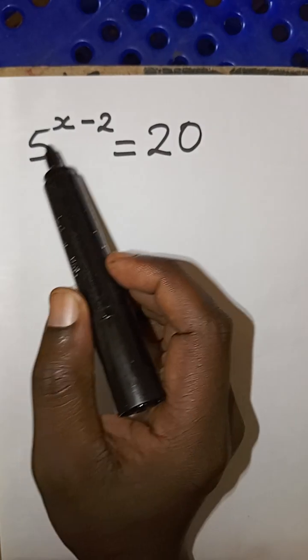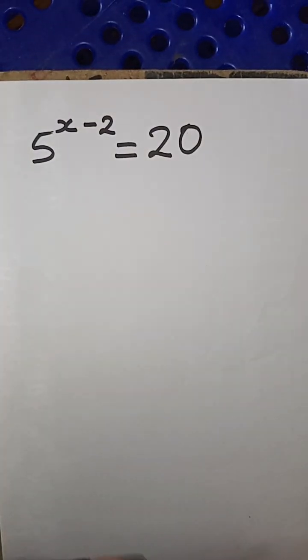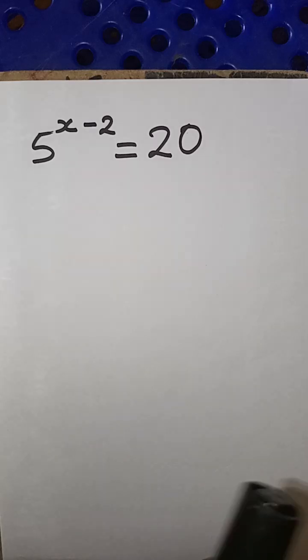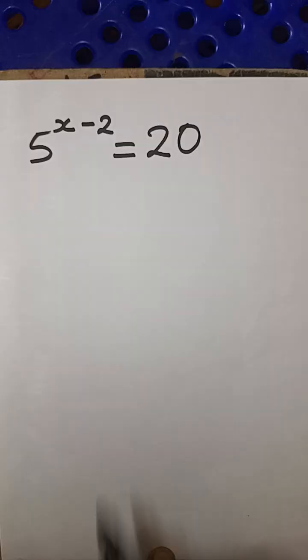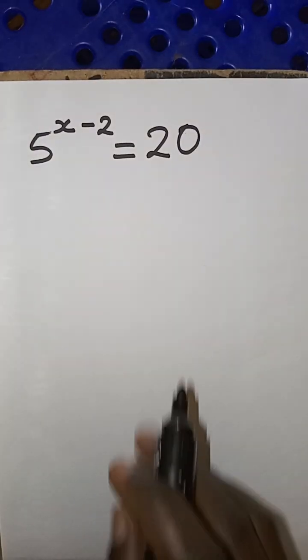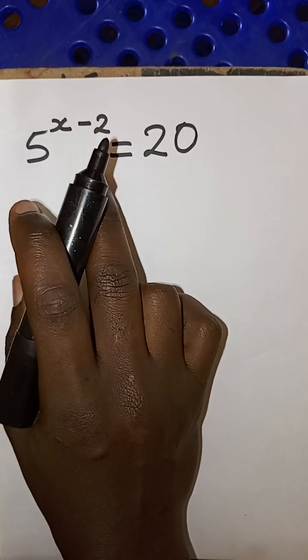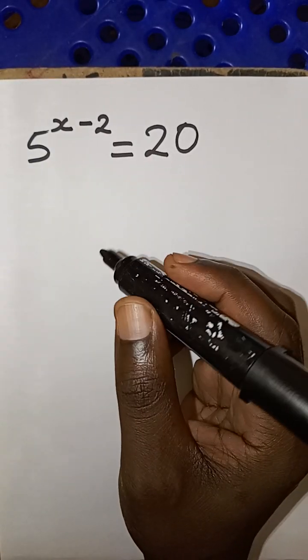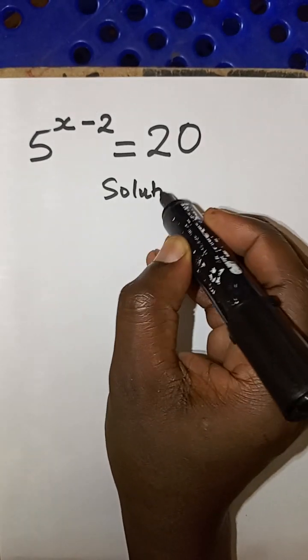So we have 5 raised to x minus 2 is equal to 20, and we are asked to find the value of x. I'm going to take you through step by step up to the final solution. We're going to find the value of x and, if possible, verify it. So kindly watch up to the end and let us dive into the solution.